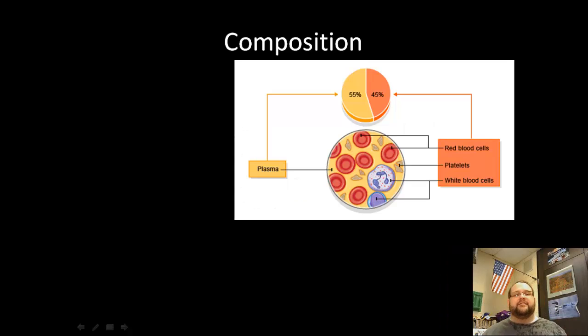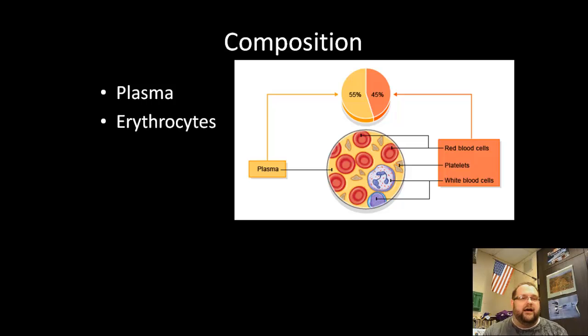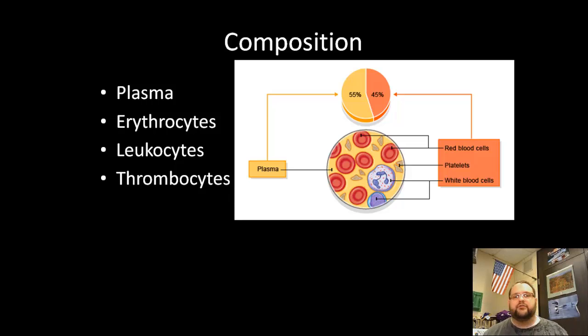Okay, if we look at the composition, what's your blood made out of? We see a nifty little chart here. Composition is plasma: about 55% of your blood is the fluid that surrounds the cells, and that's called plasma. So over half of your blood is plasma. And then the other 45% is divided up between erythrocytes, or red blood cells, leukocytes, or white blood cells, and thrombocytes, or platelets. So less than half are blood cells, white blood cells, and platelets.